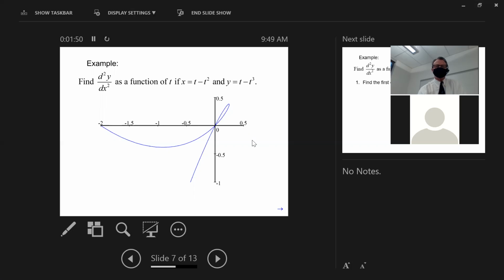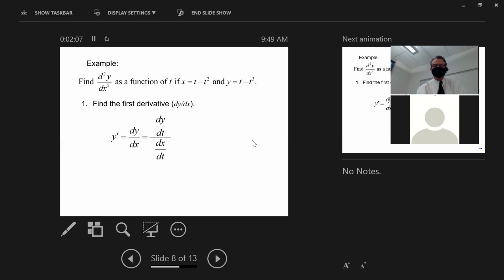So here's an example. Find the second derivative. We want to do dy/dt over dx/dt. You see that? dy/dt is 1 plus a negative 3t squared. The derivative of y is in the numerator, and the derivative of x is in the denominator: 1 plus a negative 2t.